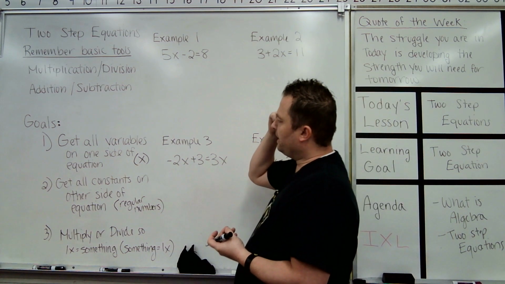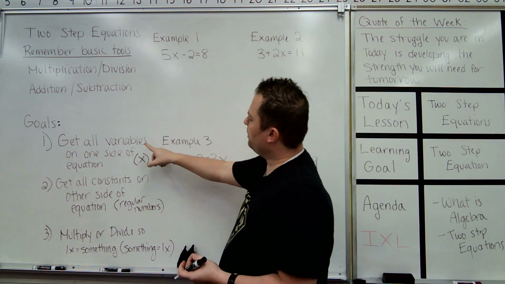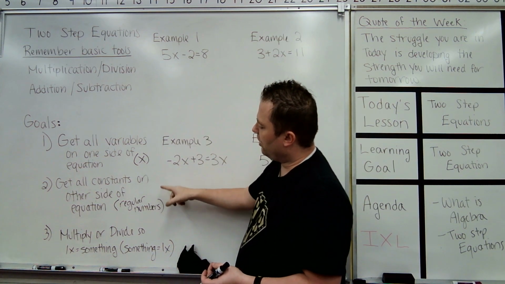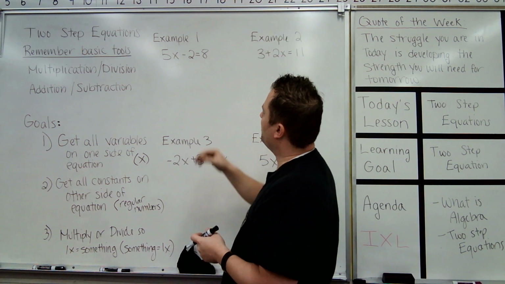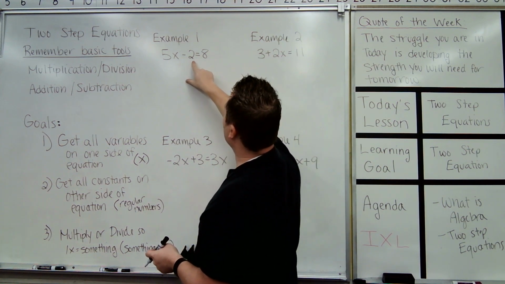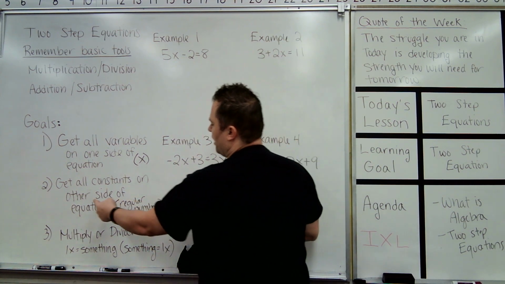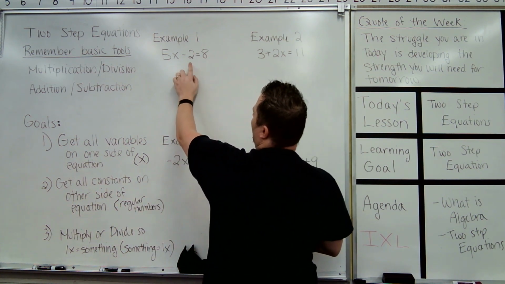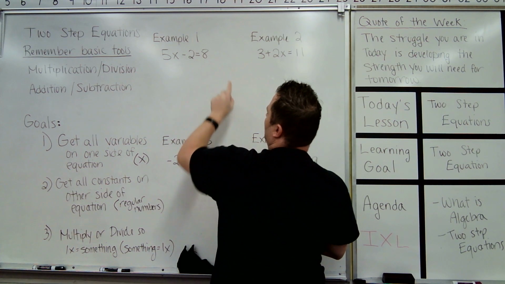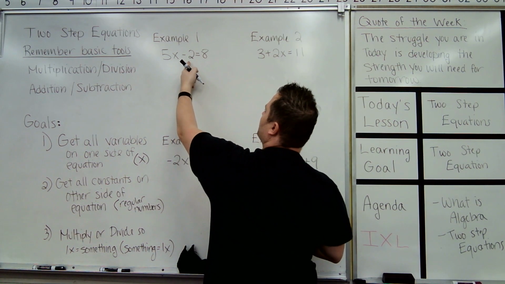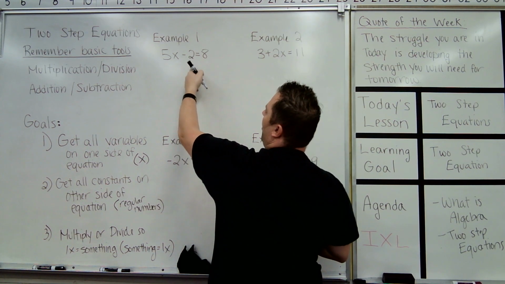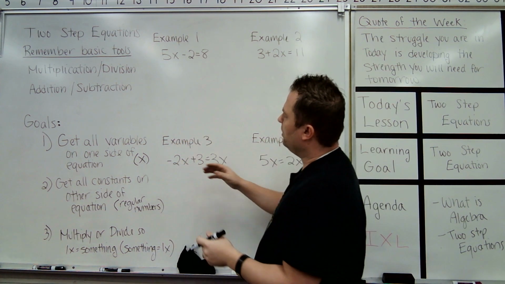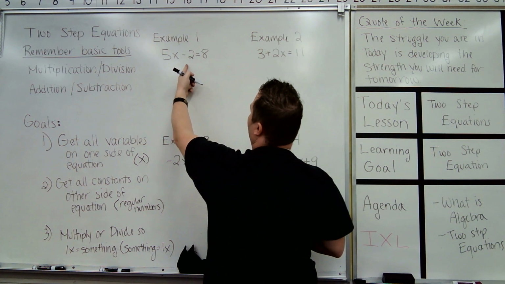So in my mind, I can check that off. I can say, okay, this goal has been met. The variables are on one side. Get all of the constants onto the other side, meaning the regular numbers, meaning this -2 and this 8. I want them on the opposite side of the equation. So if my variables are on the left, I want my constants on the right, which means I do not want this -2 on the left. I want it on the right.